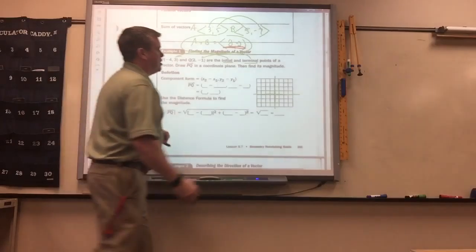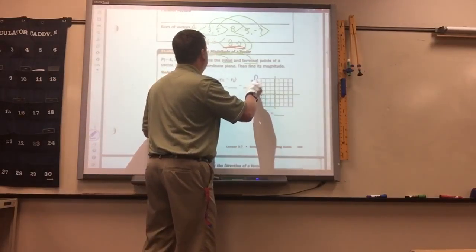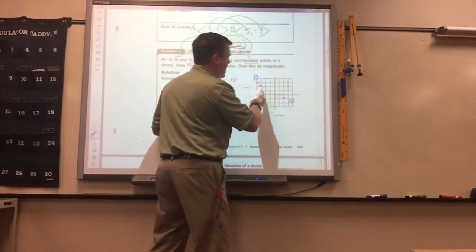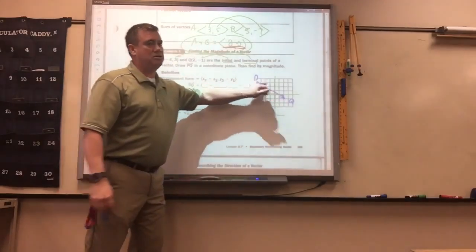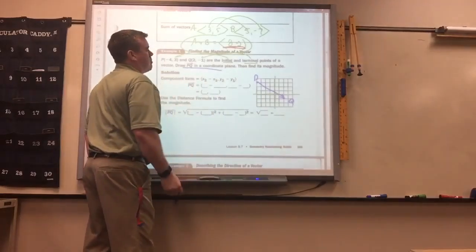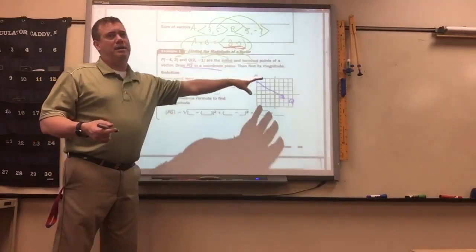So -4, 3 is P. 2, -1 is Q. And then when you draw the vector, you do got to put the arrow on there to show that it starts at P and ends at Q. And so there we did that. When we actually do the test, you've got to draw it.